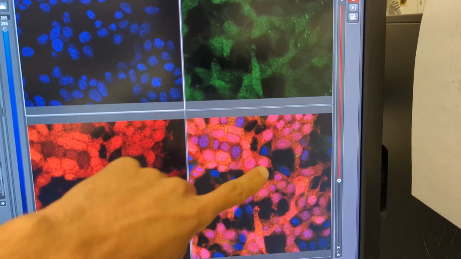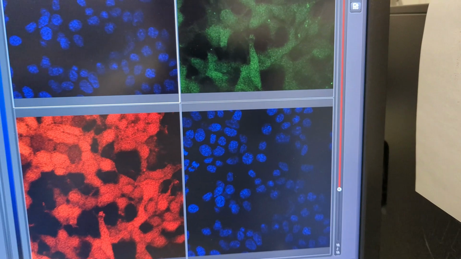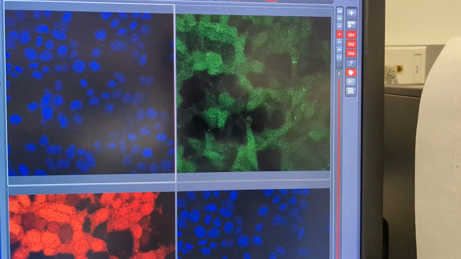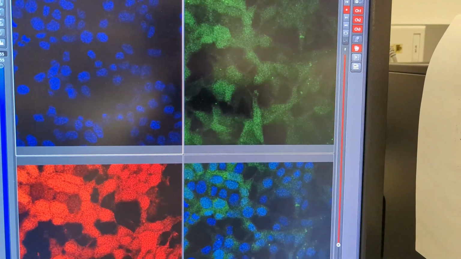So you can see in some of these pieces here, those dots are those clusters that we are concerned about for this project.